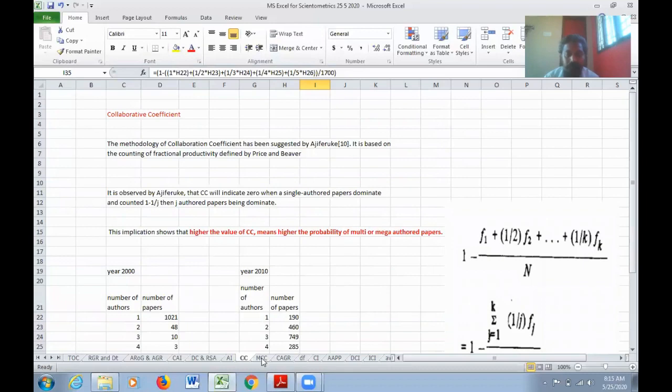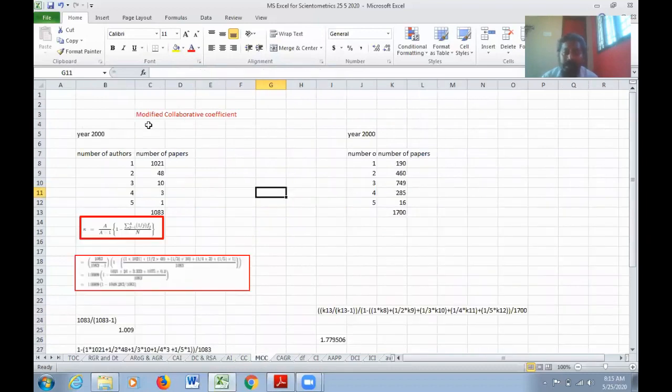Fine. Then comes MCC, the modified collaborative coefficient. There are some problems with CC or DC, so to overcome the problems, they keep on modifying or advancing the formula. You can ask the question, sir, what is the problem with the previous indicators? Why have they found the modified collaborative coefficient? So there is a theory behind it. I will not take much time.